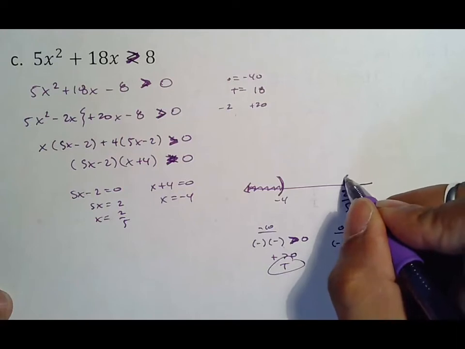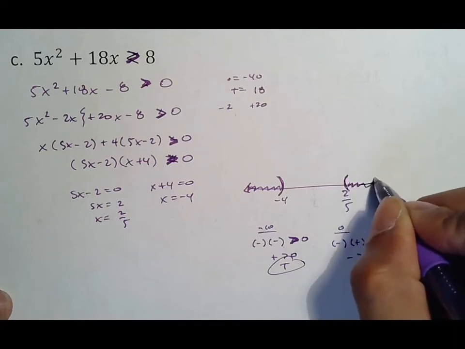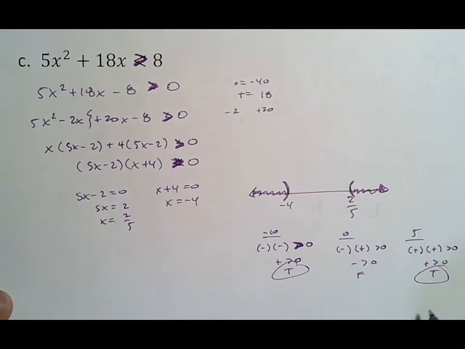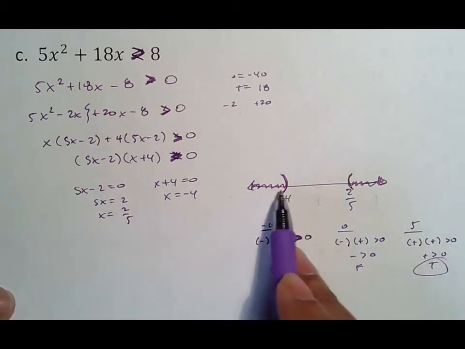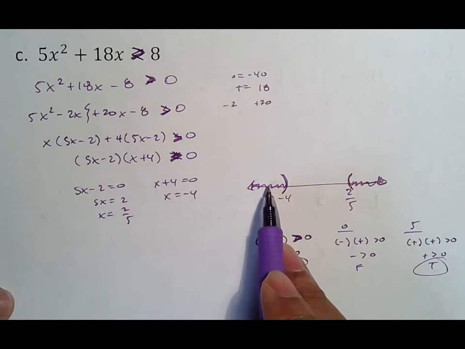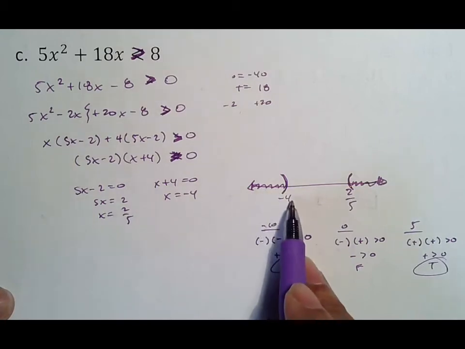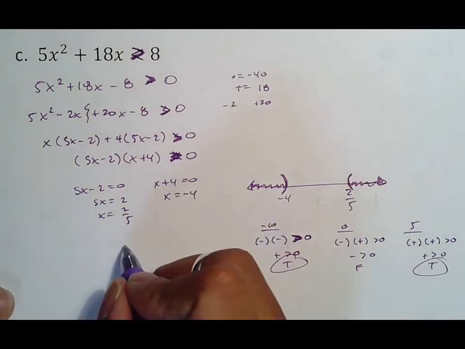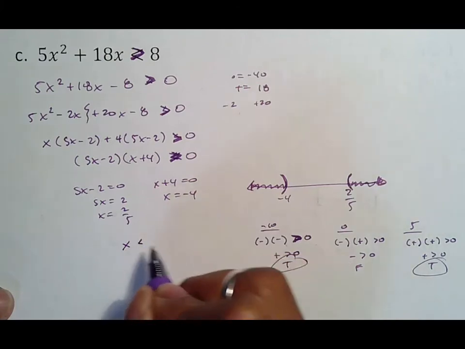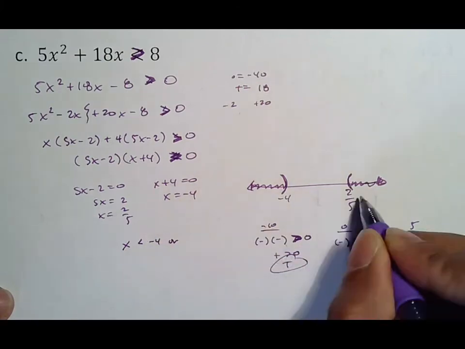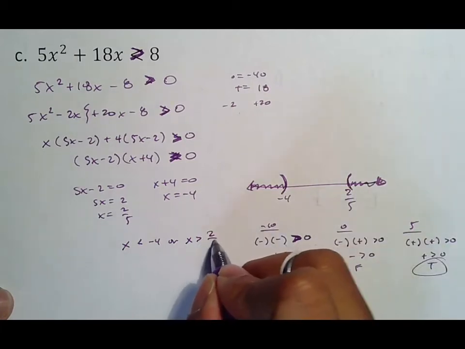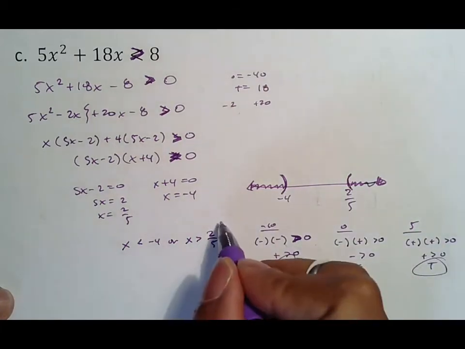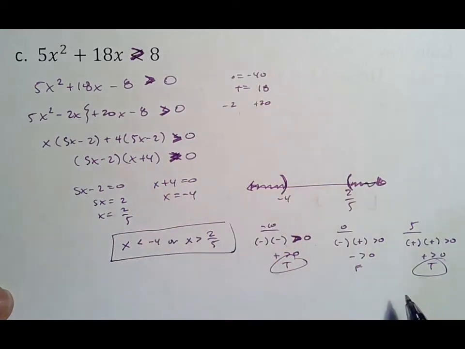This here would also be a parentheses shading that way. That would be answer number 1. Number 2, you've got to put this section into general notation, which is that x is less than -4, or x is greater than 2/5. That would be answer number 2.